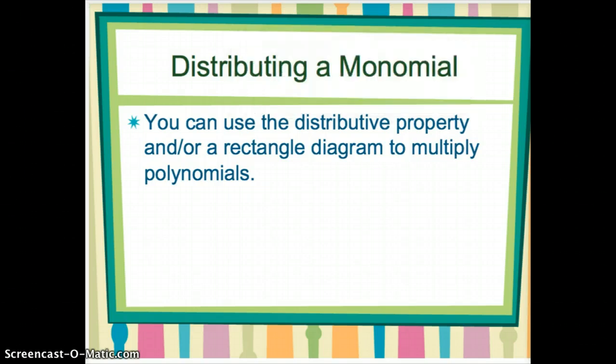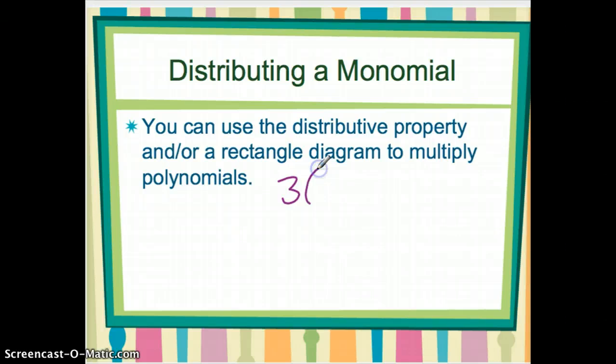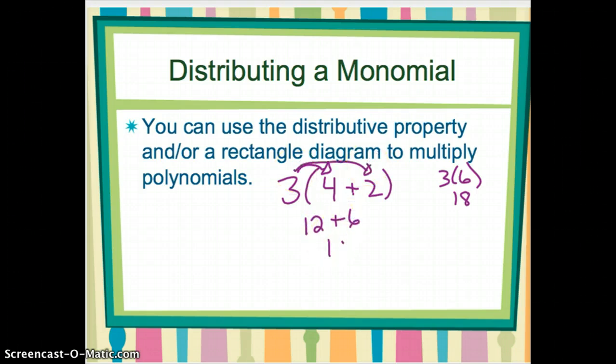So let's talk about something pretty easy first. If I gave you just a normal problem, let's say it was something like 3 times the quantity 4 plus 2, something really easy like that. Normally when you'd solve this, you would do 3 times 6 and you would get 18. But you've also noticed that we can do the distributive property. We can do 3 times 4 is 12 and 3 times 2 is 6, and that gives us our answer of 18 as well.